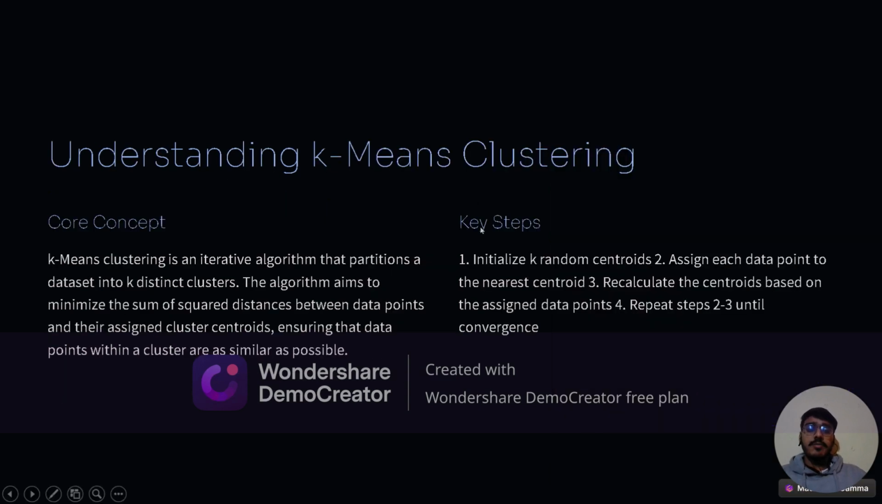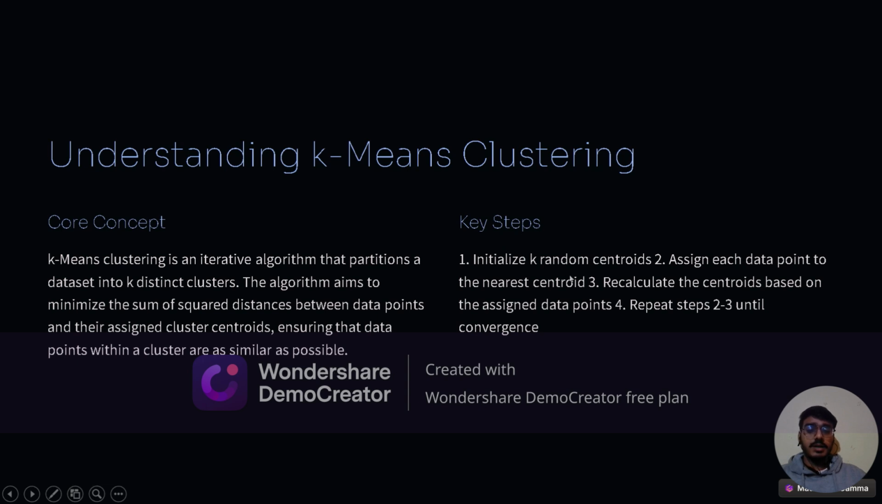First, understanding K-means clustering. Core concept: K-means clustering is an iterative algorithm that partitions a dataset into k distinct clusters. The algorithm aims to minimize the sum of squared distances between the data points and their assigned cluster centroids, ensuring that data points within the cluster are as similar as possible.